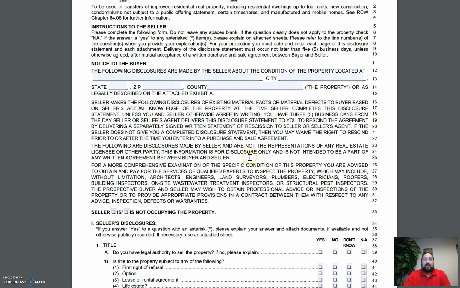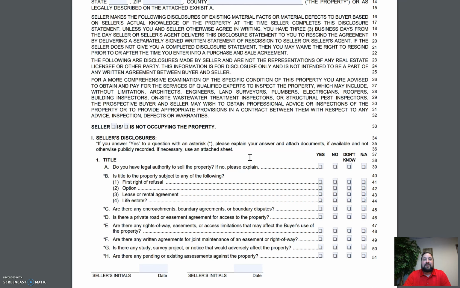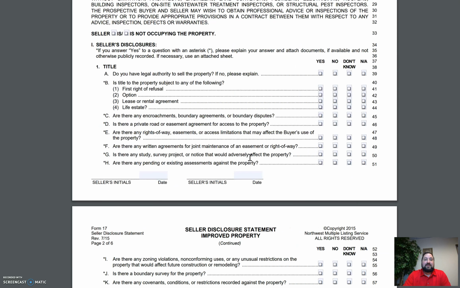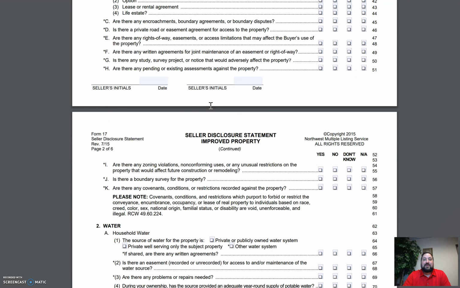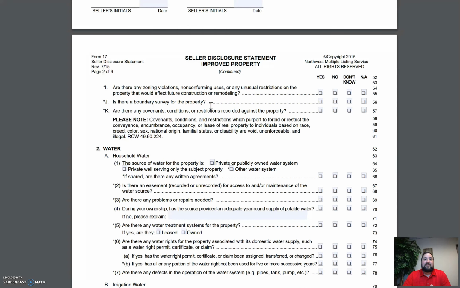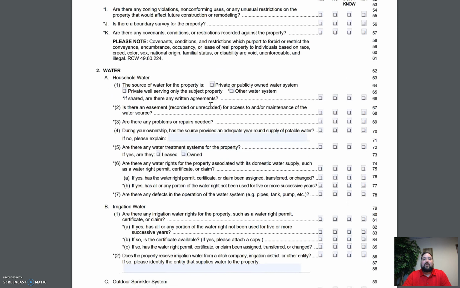We're going to go through it a little bit right here so you can see some of the things that are asked. It asks whether or not you are occupying the property. Do you have the legal authority to sell it? Are there any easements against the property? Any assessments against the property? Have you ever had any zoning violations? Is everything permitted? Then the water system, the source of water. Where does the water come from? Is it municipal? Is it coming through a well?